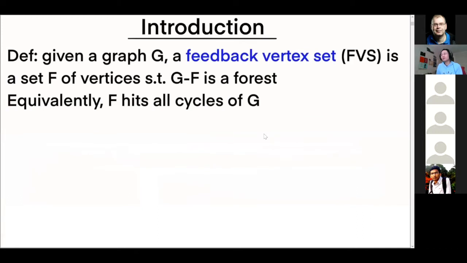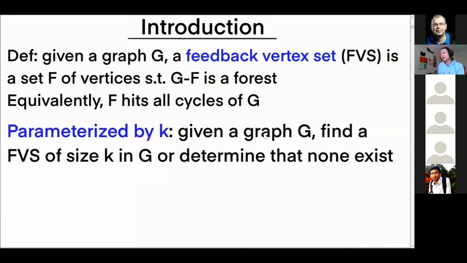Okay. So let's begin with the problem for this talk, which is the feedback vertex set problem. You're given a graph, and you want to delete a set f of vertices such that G minus f is a forest. Equivalently, that means you want to find a set f of vertices that hits all the cycles of G.